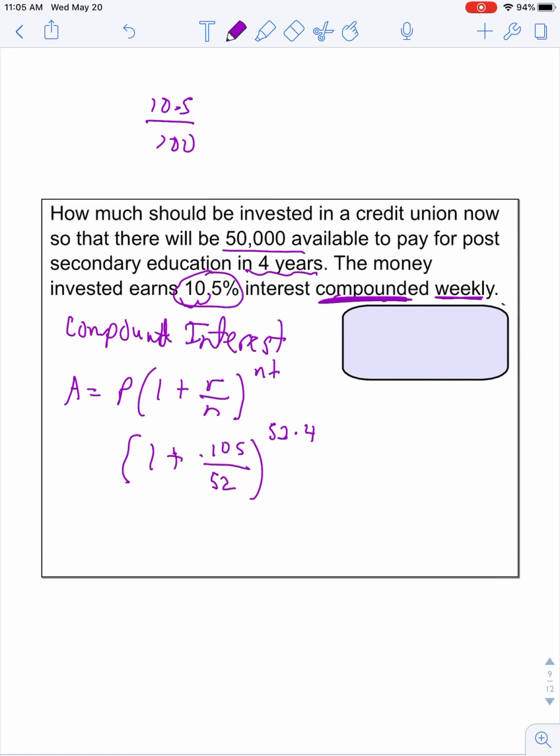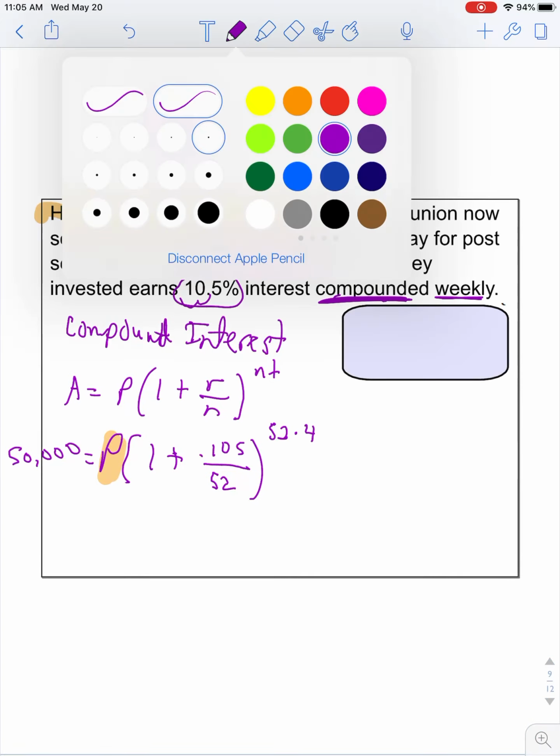Now, what's different about this problem is I don't know my P. It says how much should be invested. So we don't know what P is. That's what we're trying to find. But we do know that we want to have $50,000.